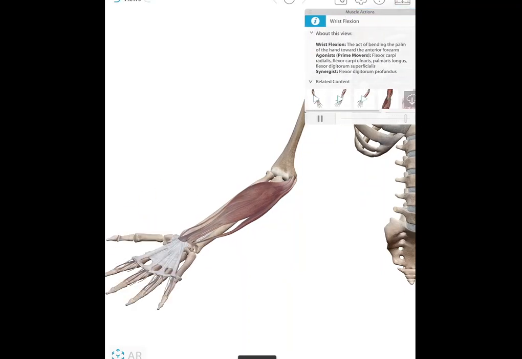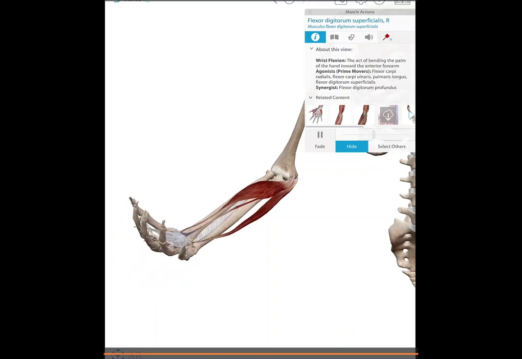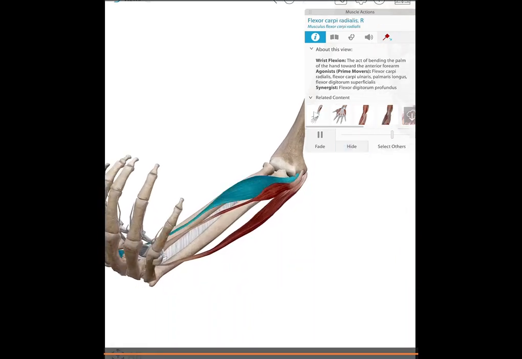We're going to separate them into layers. And I just want to show you the first layer. The superficial layer has 3 muscles: flexor carpi radialis, palmaris longus, and flexor carpi ulnaris. All right, so we'll go over these in more detail.